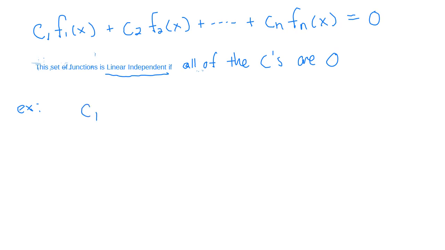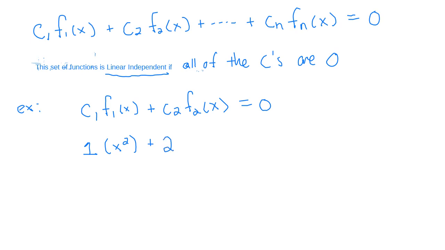Okay, let's say we have two functions. We have C1, F1, and then we have C2, F2. So we only have two functions in this case. We don't have more than that. And the functions that we have are 1 times x squared, and then 2 times x squared. So the functions themselves produce the constants in this case.